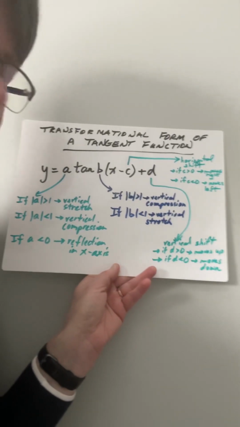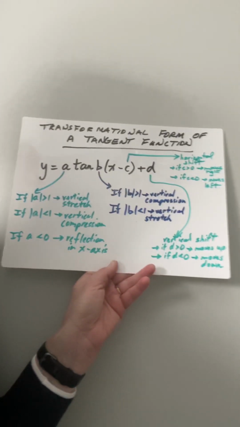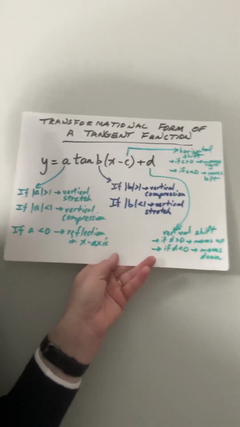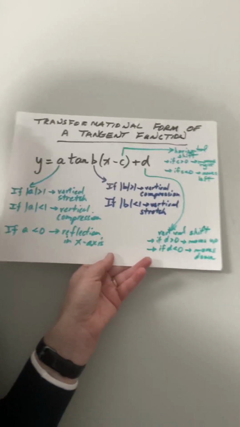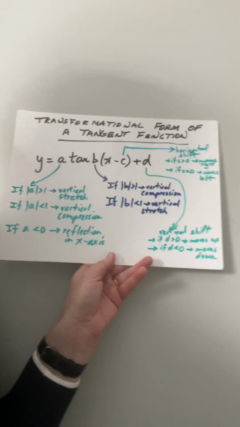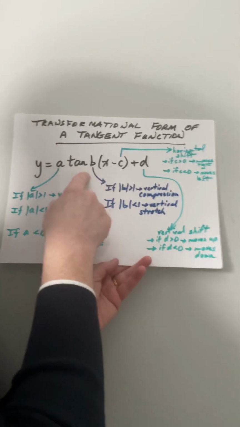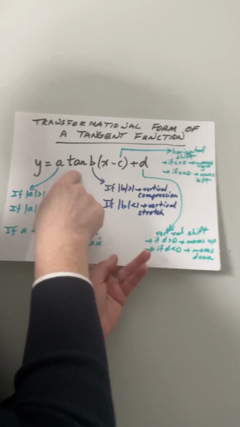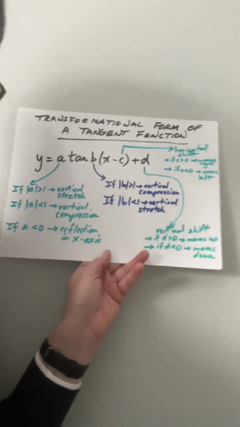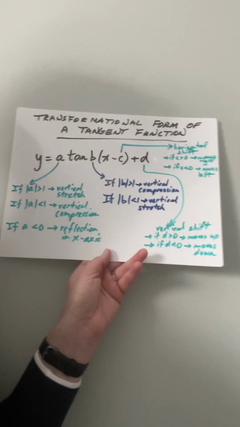Here is the transformational form of a tangent function. It looks exactly the same as the transformational form of a sine function and the transformational form of a cosine function. The only difference is we write tangent here instead of sine or cosine. So all the transformations are actually the same as those other two functions.